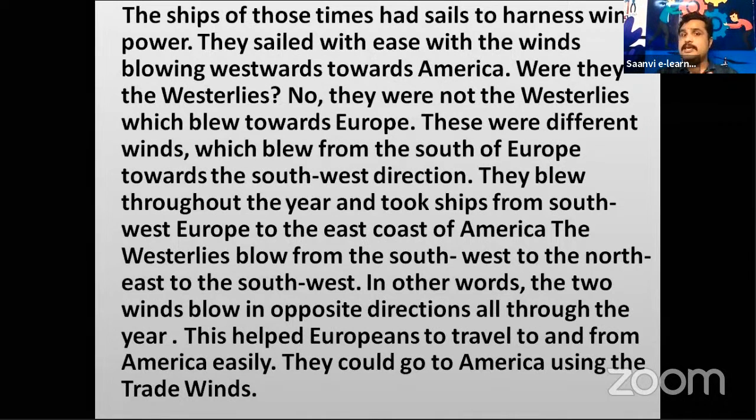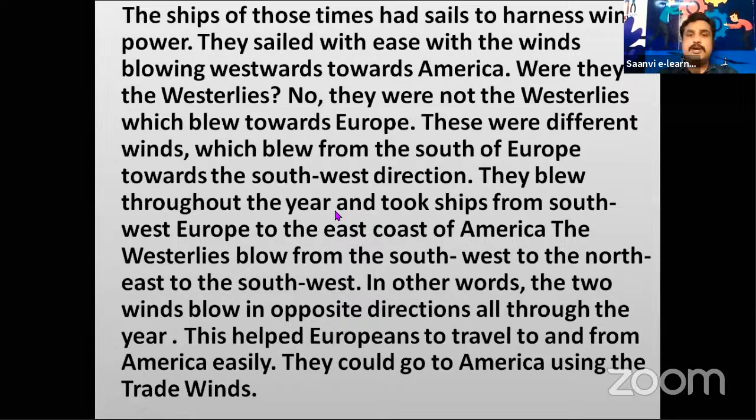They blew throughout the year. With the help of that only, they took ships from southwest Europe to the east coast of America. The westerlies blow from the southwest to the north, east, and back to the southwest, like a circle, a cyclical movement. This wind movement helps them to travel through the sea. In other words, the two winds blow in opposite directions all through the year. It helped Europeans to travel to America and come back from America easily.